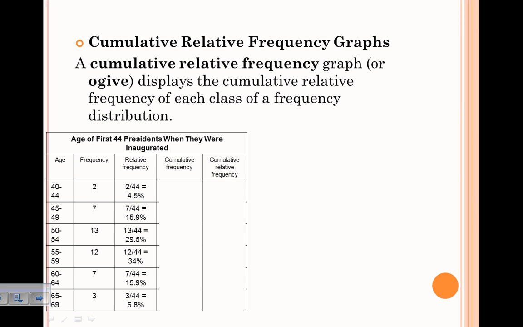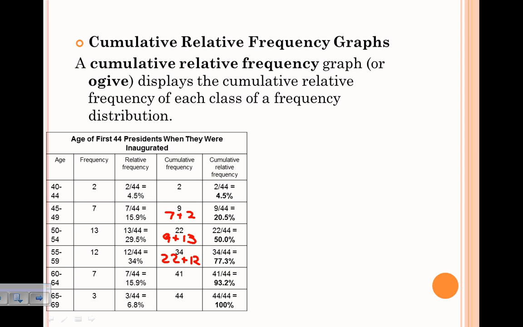Cumulative frequency is just adding up the 2 and then adding 7 to it to be 9, then adding 13 to it. So this would be your 7 plus 2 more. This would be your 9 plus 13 more. This would be your 22 plus 12 more, etc. You're just adding on from where you started. So for cumulative relative frequency, you're going to do the same thing, but with the percents. And at the end, you should get your total 100%, unless you have some round-off error.